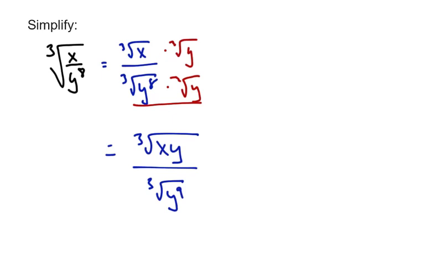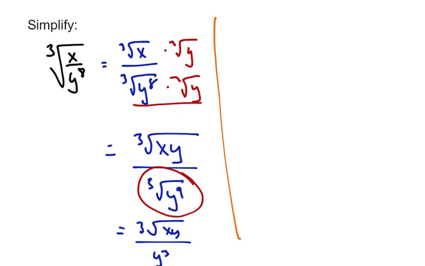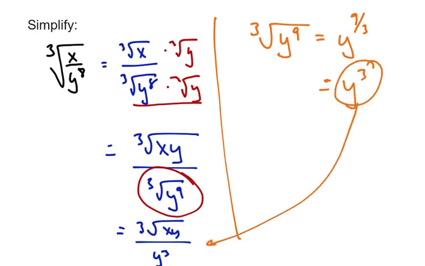What we can do now is simplify this denominator, and that's the last step. So we'll have the cubed root of xy in the numerator, and the cubed root of y to the 9th is just y cubed. Let me take a second and illustrate that one more way. When we have the cubed root of y to the 9th, we can look at that as a rational exponent, where that would be 9 over 3. And what's 9 over 3? 3. That's how we'll get the denominator of y cubed.